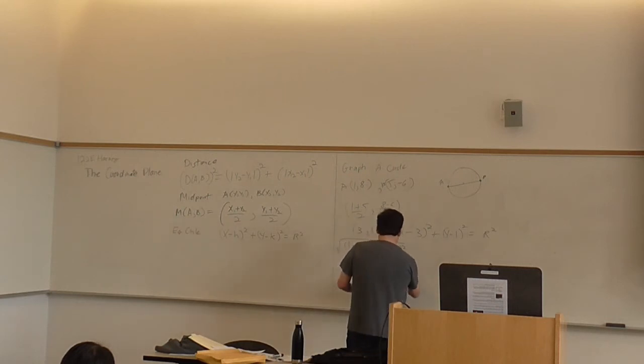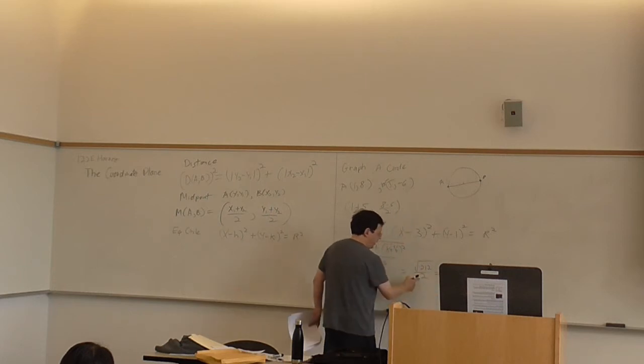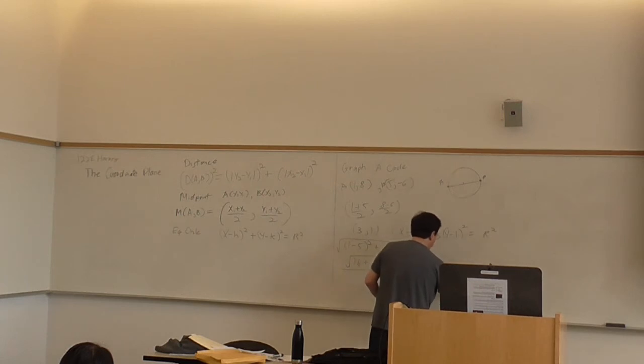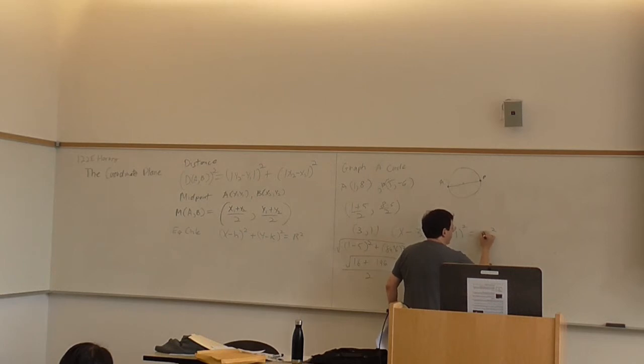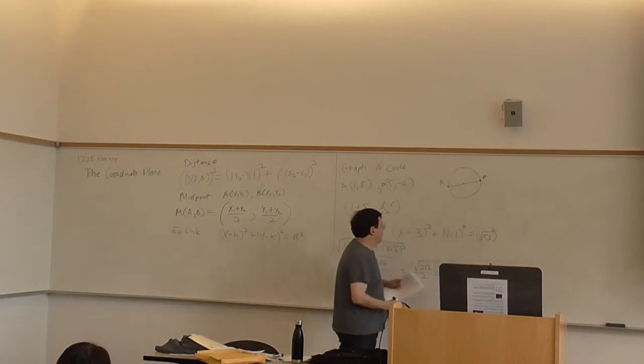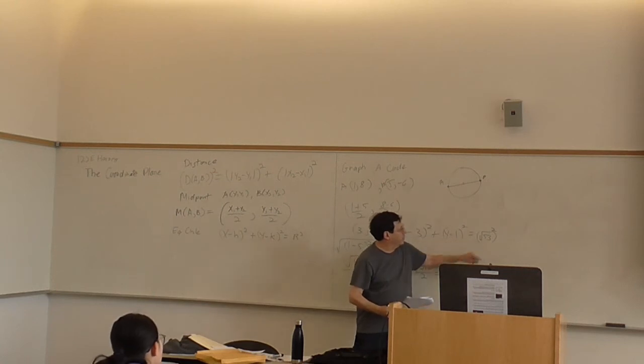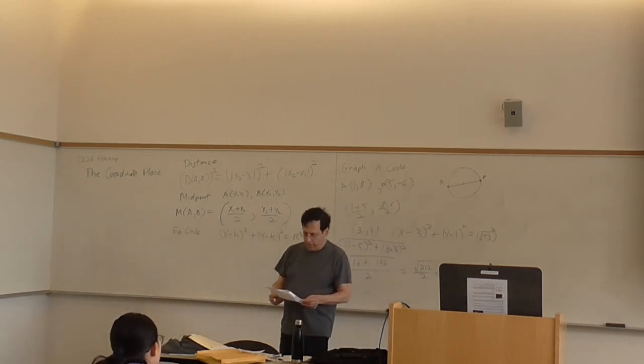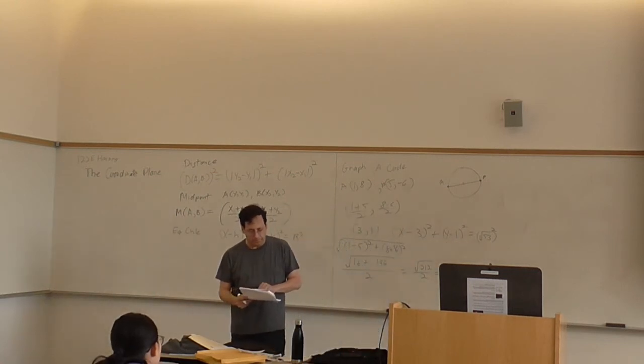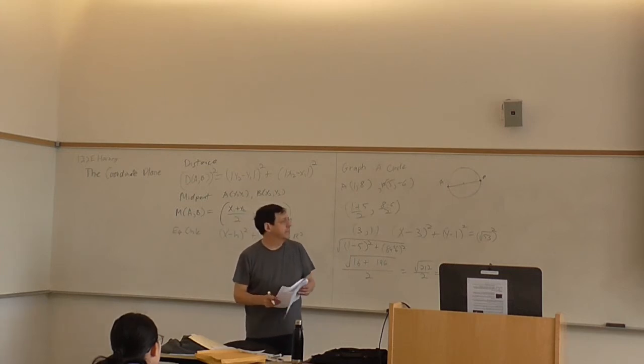So this turns out to be the square root of 212 over 2. But I can divide 212 by 4, right? And I get the square root of 53. So the square root of 53 squared. So now I know my circle is at (3, 1), and its radius is the square root of 53. Okay.